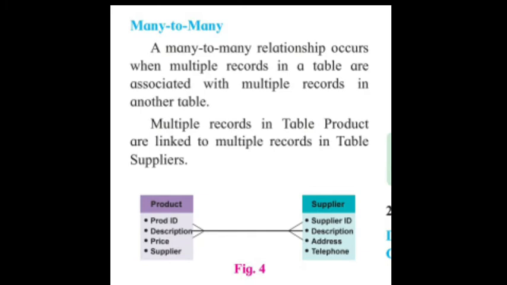A many-to-many relationship occurs when multiple records in a table are associated with multiple records in another table. As I told you with the example, if we have a table, what we are trying to do is associate multiple fields and match them with another table's multiple fields. Then and only then can we say that the relationship is a many-to-many relationship.